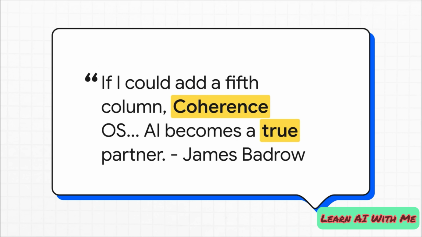And other people are already thinking about what that next step on the ladder might be. James Badgerow suggests a fifth stage he calls a coherence OS. This would be a system that sits on top of everything else to ensure there's trust and alignment between the humans and the AI, turning AI into what he calls a true partner.